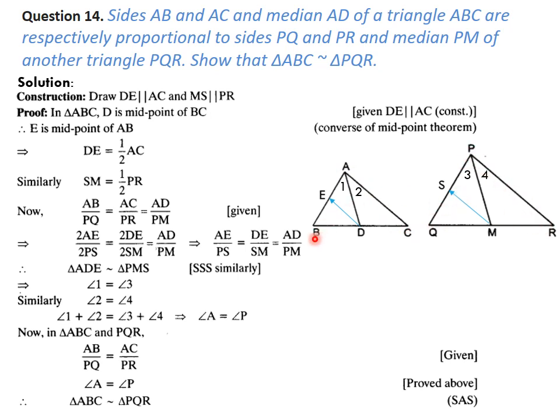So since angle BAC is equal to angle QPR, we can write down angle A equals angle P, and also that AB by PQ is equal to AC by PR in triangle ABC and PQR. So we can see that these two sides are in proportion with these two sides and the angle between them are equal. As a result, we can say by SAS similarity rule, triangle ABC is similar to triangle PQR.